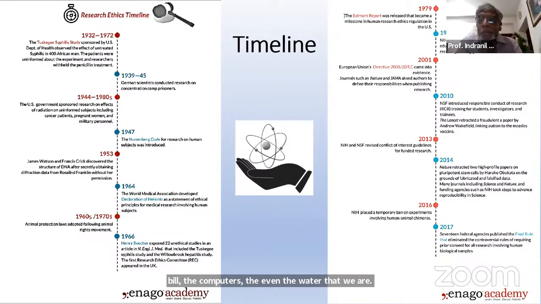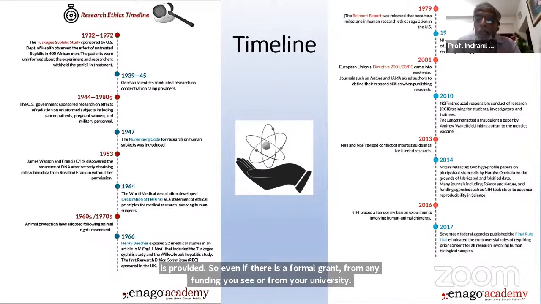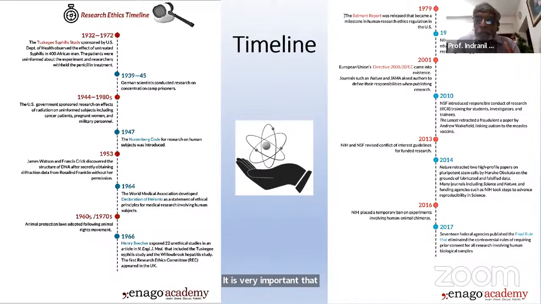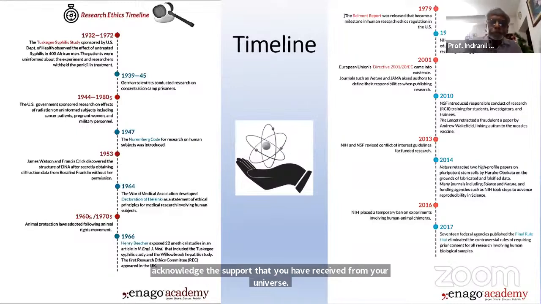very important, the space that the university is providing, not only lab space, that is true, but even if you're doing a theoretical study, your computational space, your own sitting arrangement, everything the university is providing. So even if there is no formal grant from any funding agency or from your university, it is very important that in a manuscript, you acknowledge the support that you have received from your university. So this is very, very important.